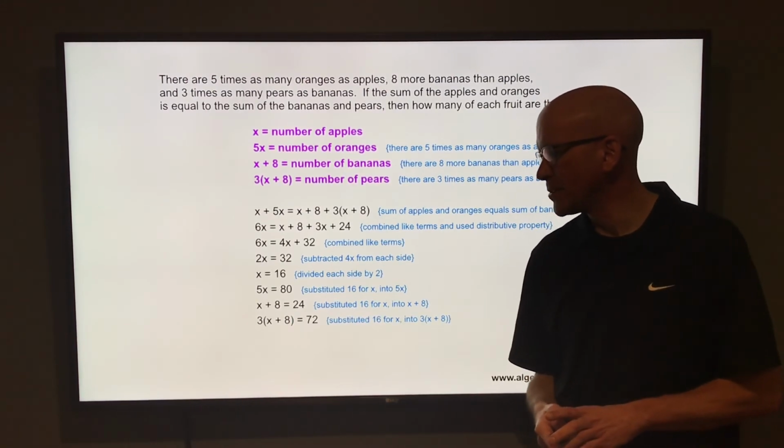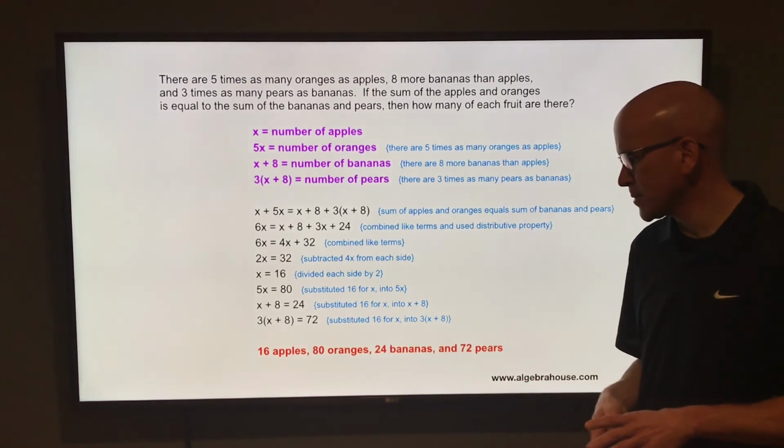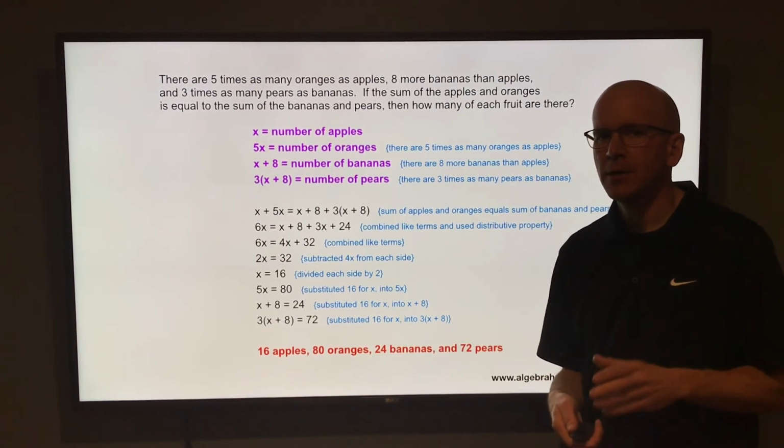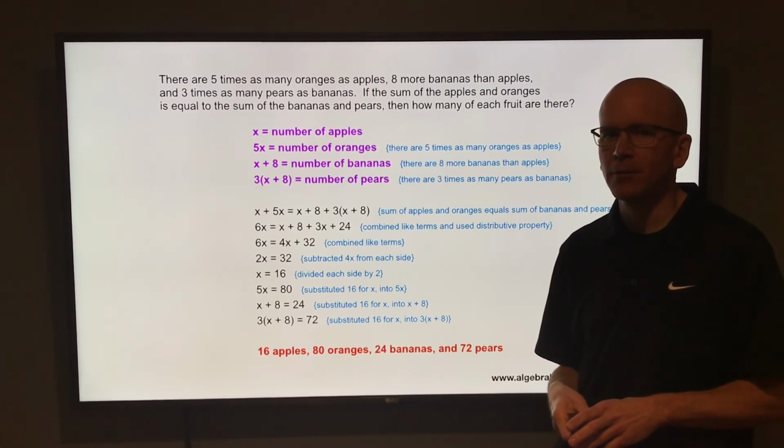So the number of each fruit would be 16 apples, 80 oranges, 24 bananas, and 72 pears. You're eating healthy, but you might get a lot of looks in the grocery store.